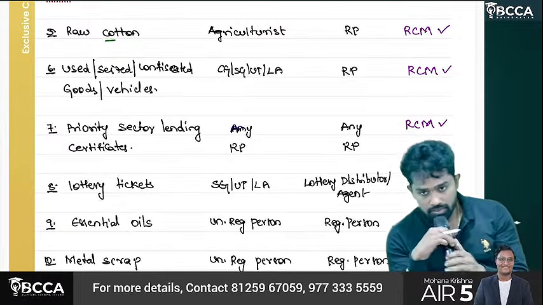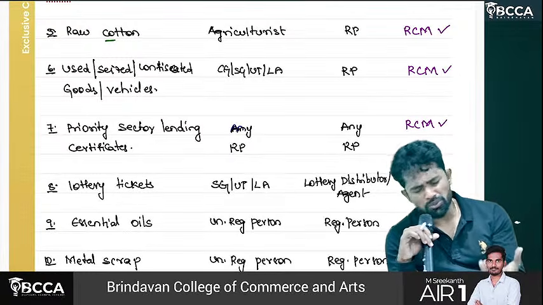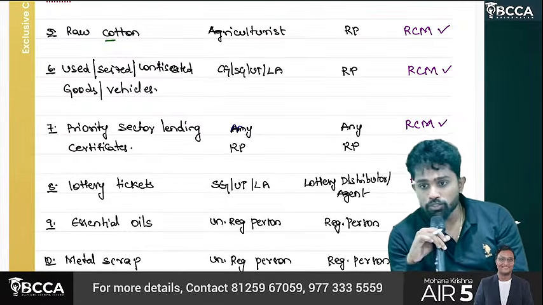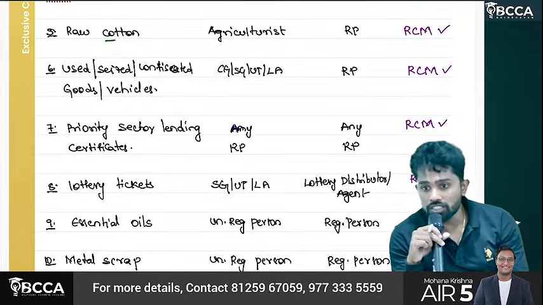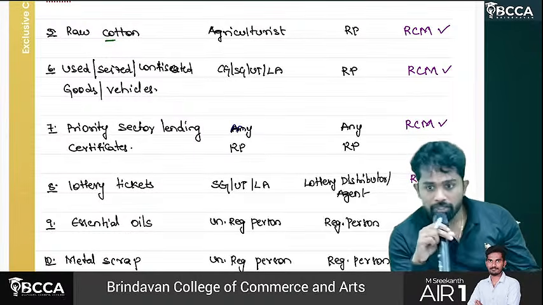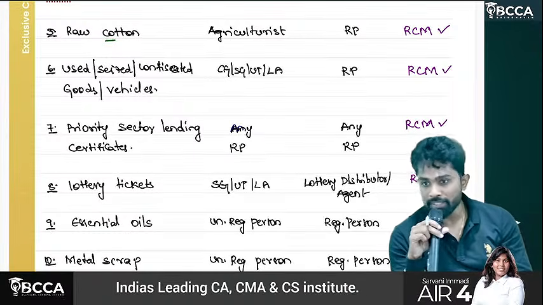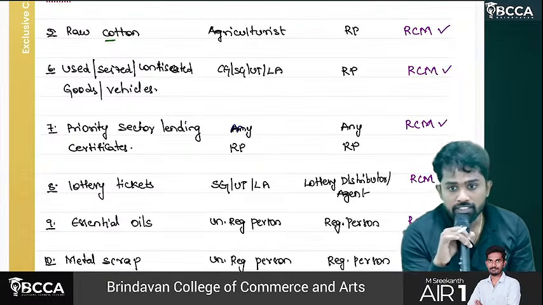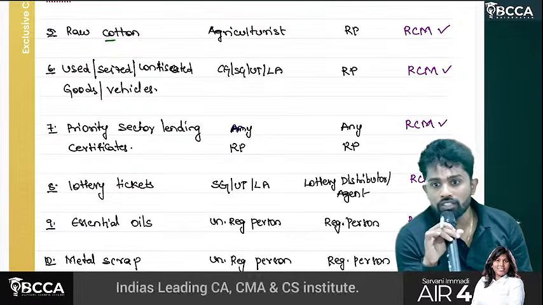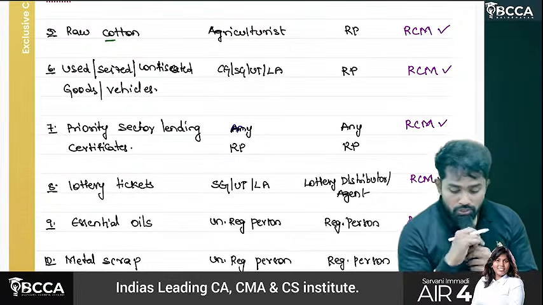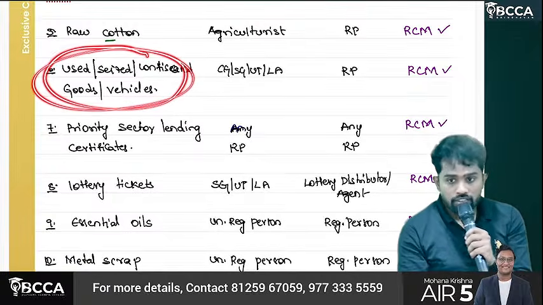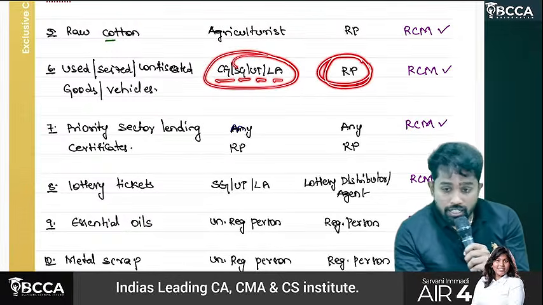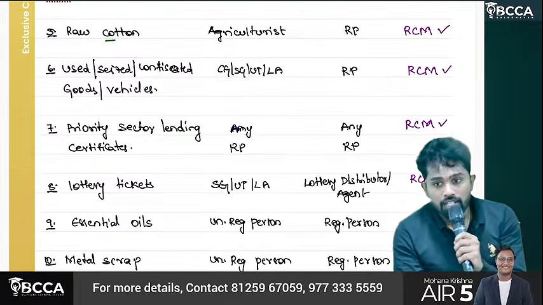Sir, certain used goods or seized goods, not only goods but vehicles, will be sold by government by calling for auction and all. Government will be seizing so many goods because of non-payment of taxes. Vehicles also they'll seize, when proper documents are not there. So used, seized, confiscated goods and vehicles sold by whom? Central government, state government, union territory, local authority to a registered person. Then they are covered under RCM.